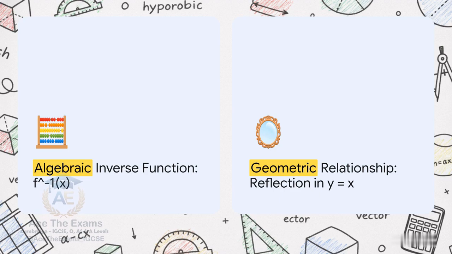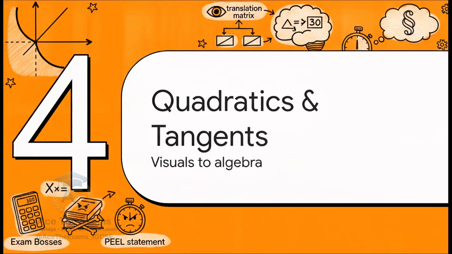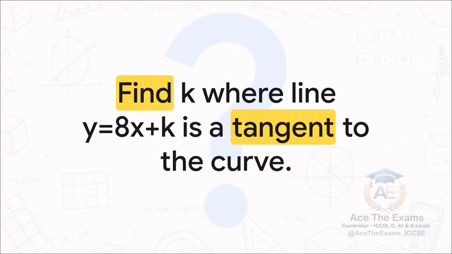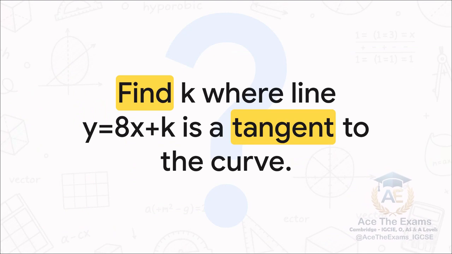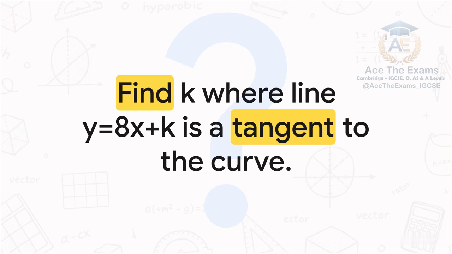Section 4, Quadratics, Tangents, and Roots, translating visual conditions into algebra. Let's apply this visual algebra connection by treating each problem condition like a mini exam boss to defeat. How do we take a visual concept and turn it into math? Let's dive in. Take a look at question 6. It asks about a line being a tangent to a curve, which is a geometric concept we absolutely must translate into an algebraic equation. The command word is find, and the specific condition is tangent.